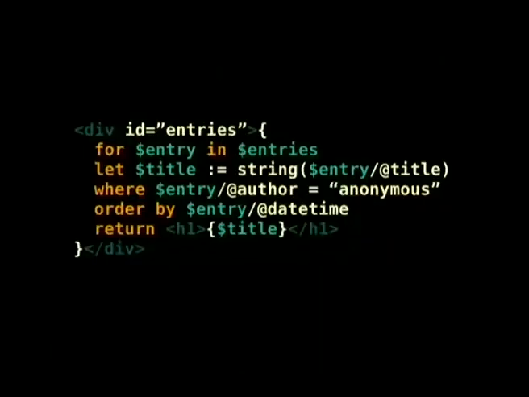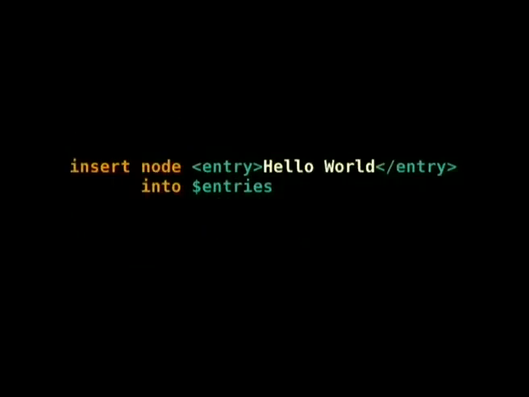Very quickly, a couple of code snippets. This is the main expression in XQuery. It's called the FLWOR expression. It is an acronym for for, let, where, order by, return. So here I'm selecting entry nodes where the author is anonymous, ordering by time, and I return the title.